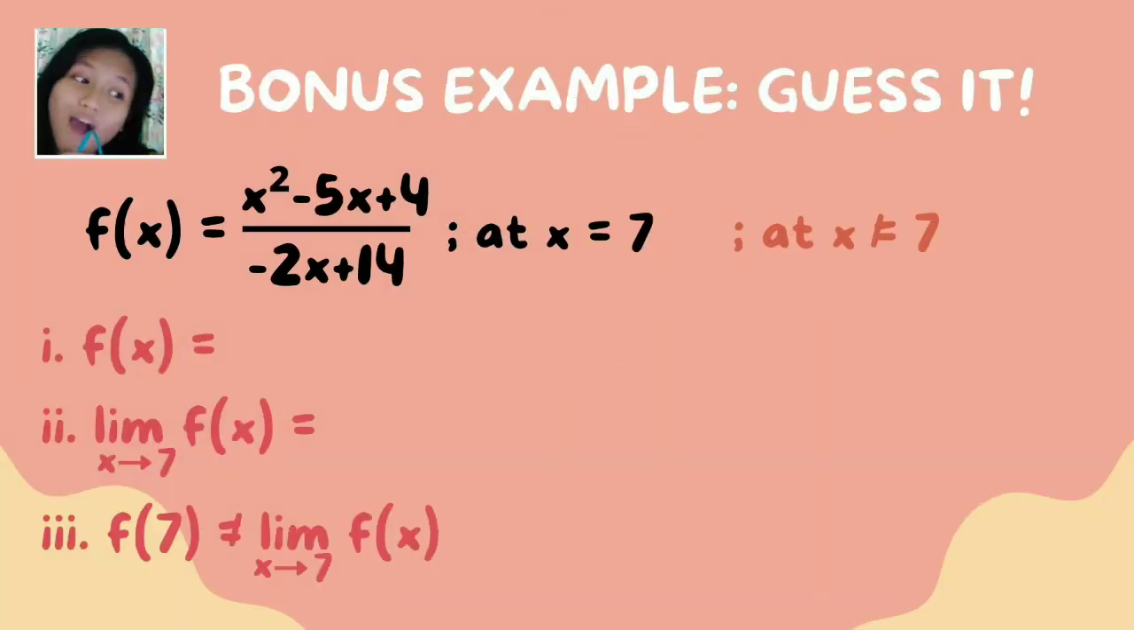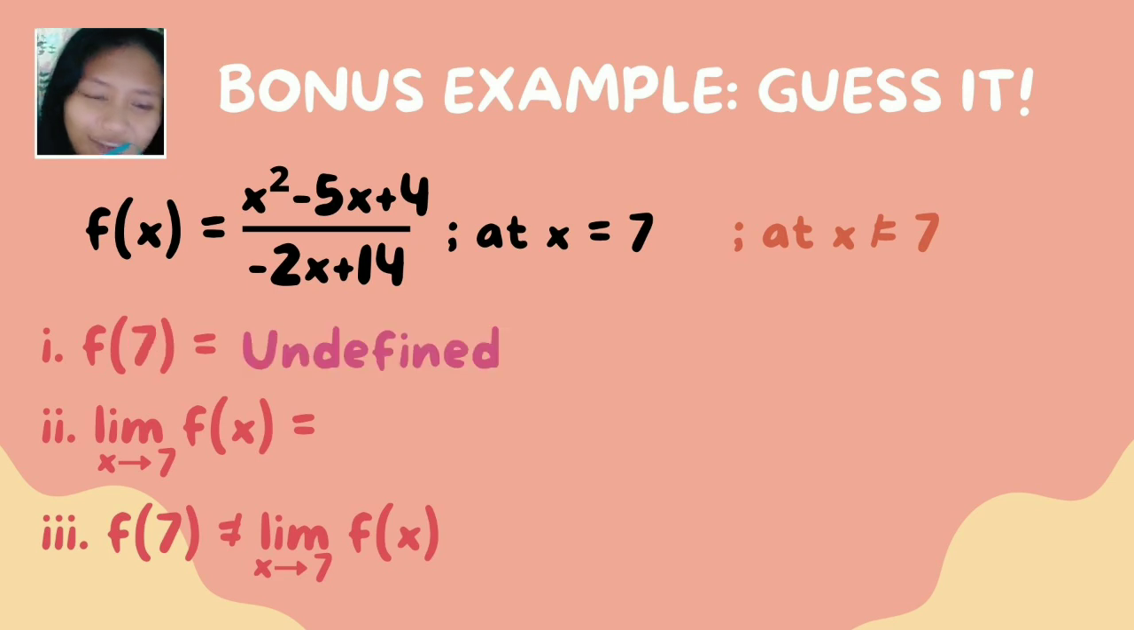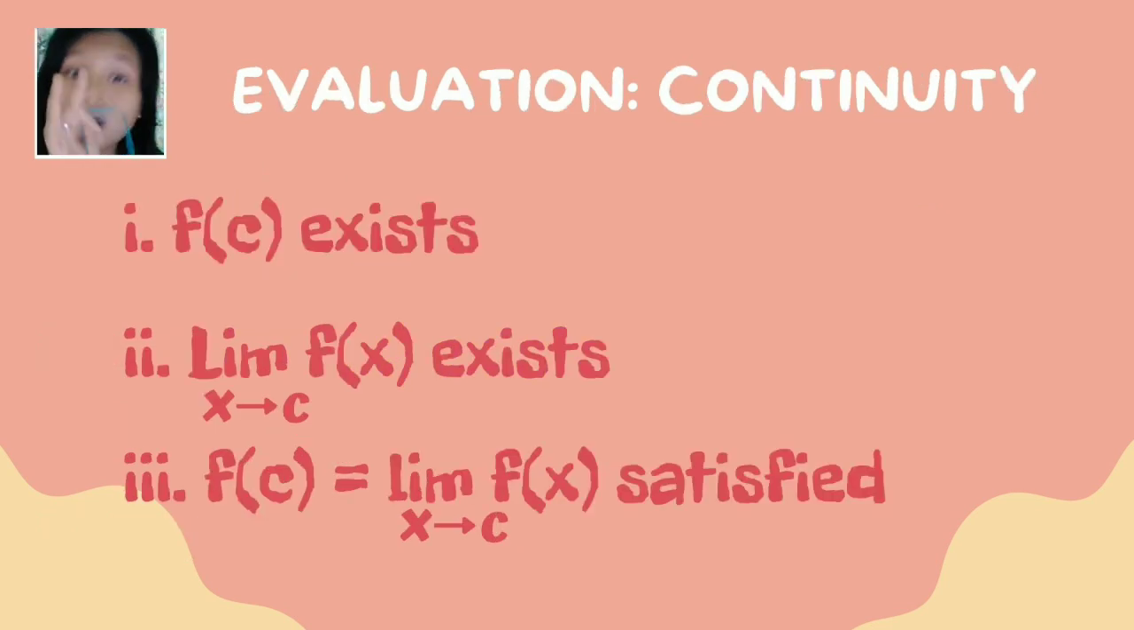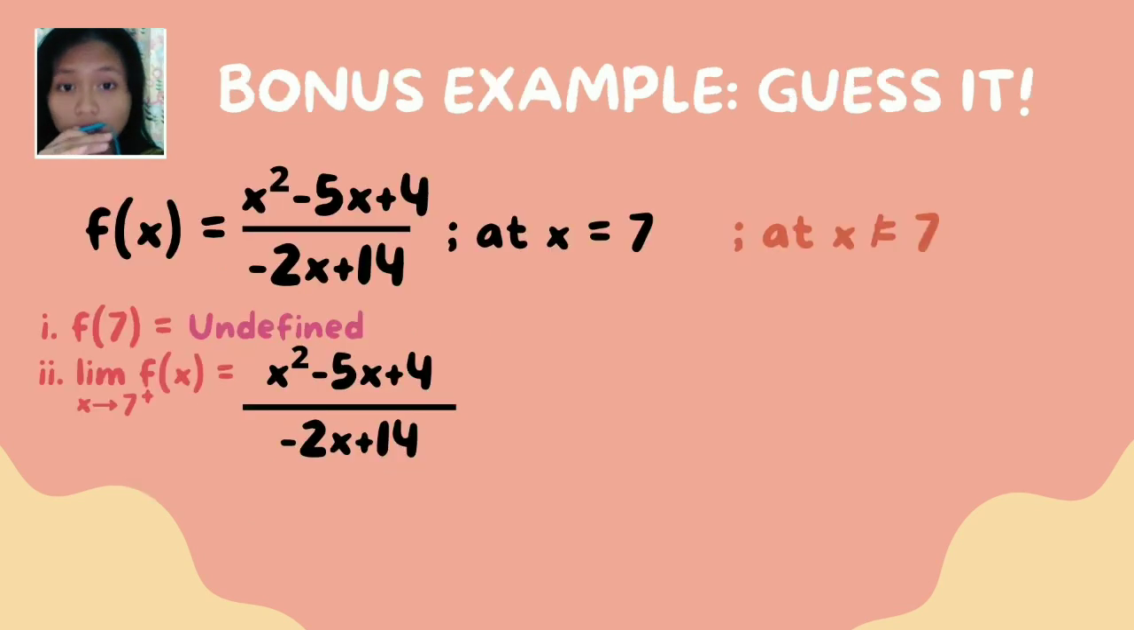Bonus example, let us identify if this is discontinuous or continuous. x cannot be equal to 7 here, so basically it is undefined. Because if you substitute and solve for the denominator, it will be 0, and the whole expression would be undefined. Again, the conditions of continuity are hierarchical. If one already collapses, then automatically it is discontinuous. Let's find out what kind of discontinuity it is. Next, let's solve for the limits.